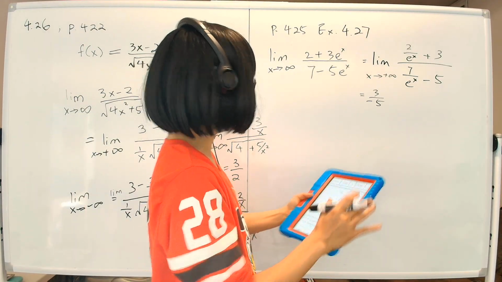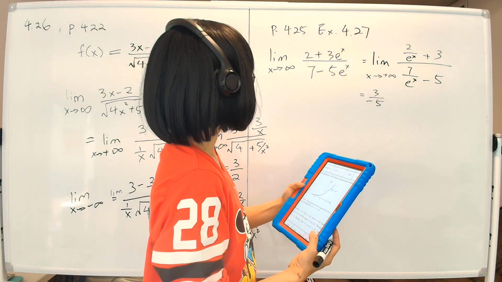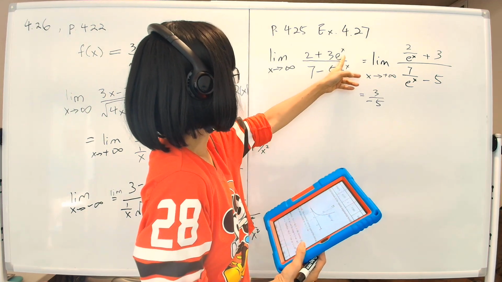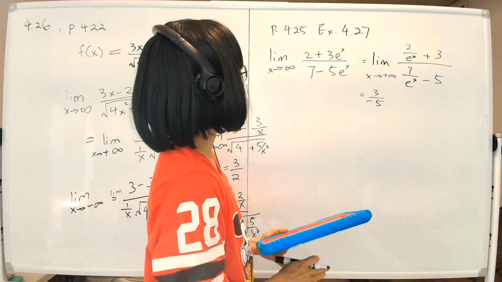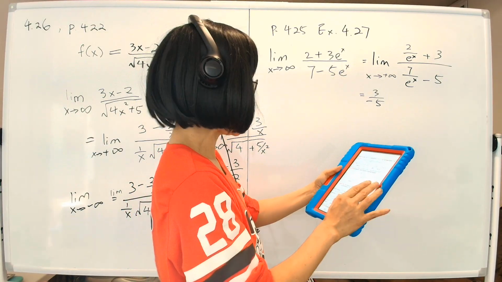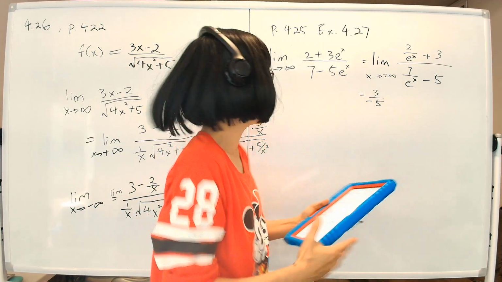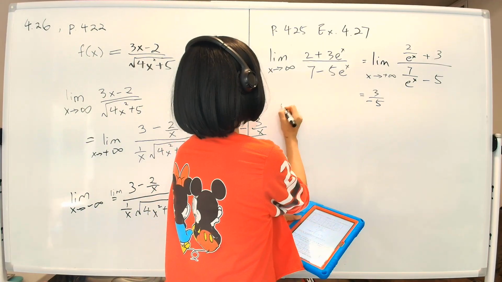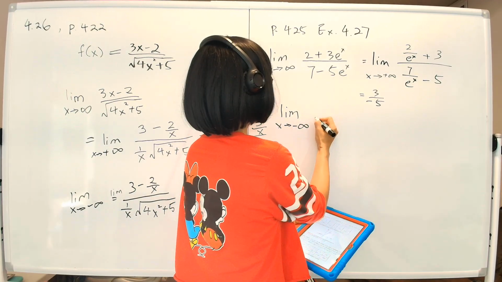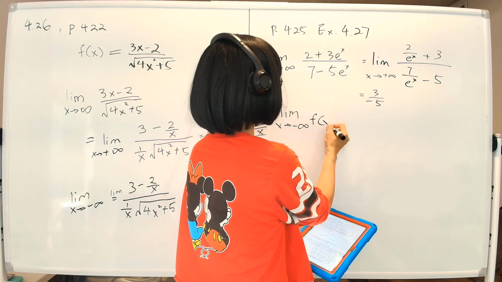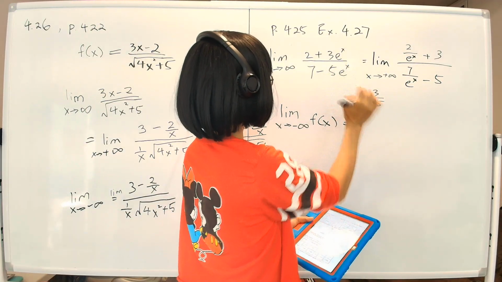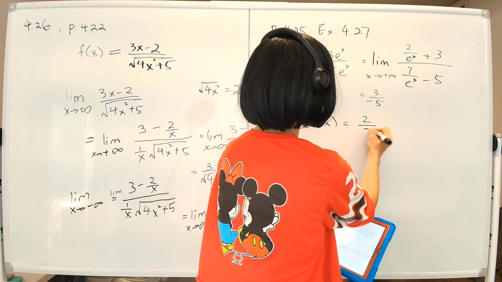So then, if it goes to 0, we don't have to divide anything, right? Because it's getting rid of itself. So the limit of f of x as x goes to minus infinity: that becomes 0, that becomes 0. So it's just 2 over 7, right?